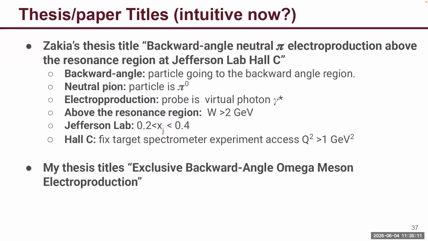Jefferson Lab defines the Bjorken x. And then Hall C means that the fixed target spectrometer experiment has access to Q squared larger than 1. So this is really a translated kind of title. I hope that you now have a little bit of a way to remember what this language means. And I have to apologize that the field has got so specialized that many messages are hidden, encrypted in such titles. Of course, this is my thesis title. Okay, thank you very much.